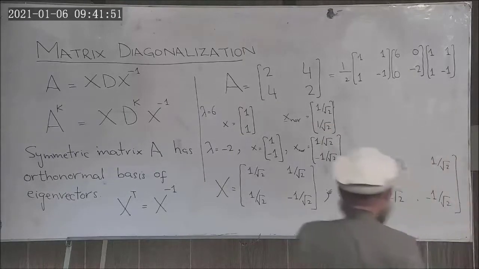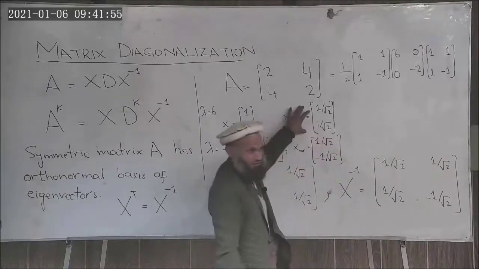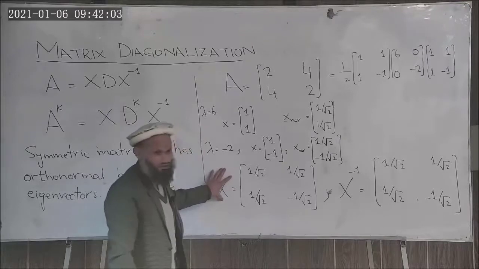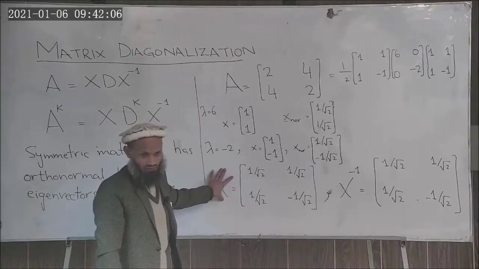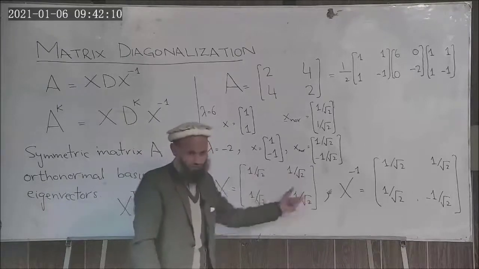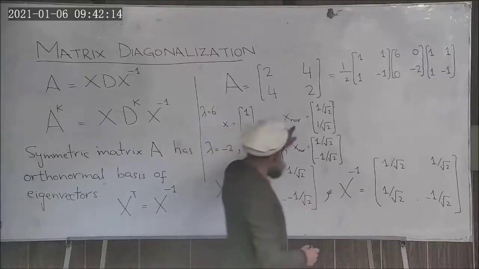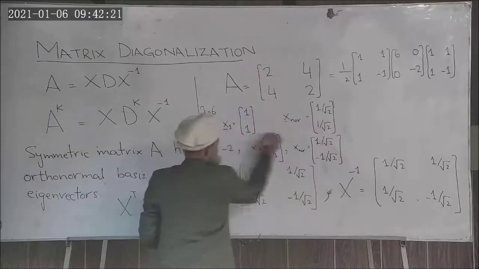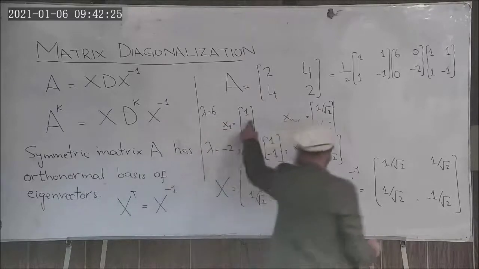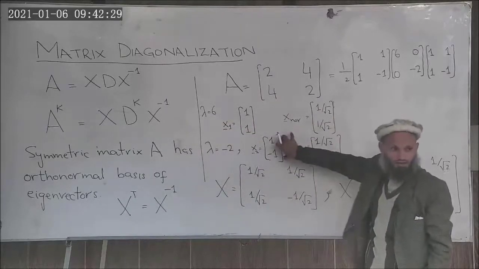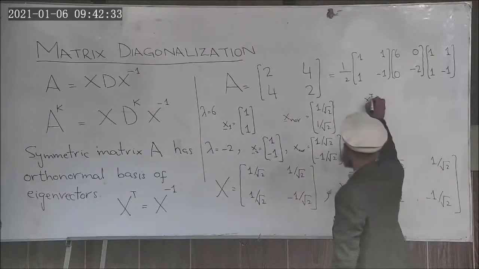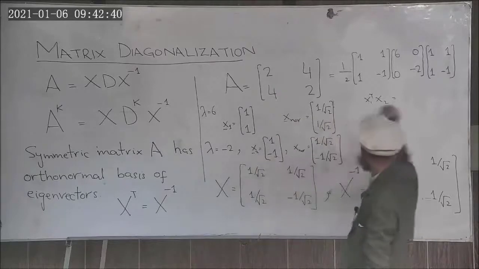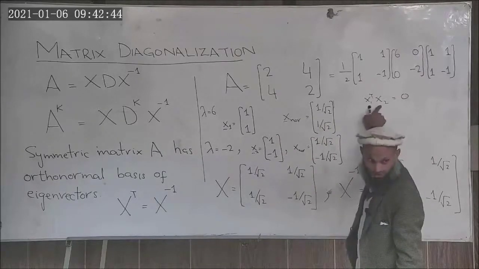So the question is why we have normalized these vectors. We have normalized these vectors to make this matrix orthogonal. This matrix will be orthogonal when these vectors are orthonormal. What is an orthonormal vector? Here we see that if we do not normalize, let's call this vector x1 and this one x2. These two vectors are orthogonal. Orthogonal means that x1 transposed times x2 is equal to 0.